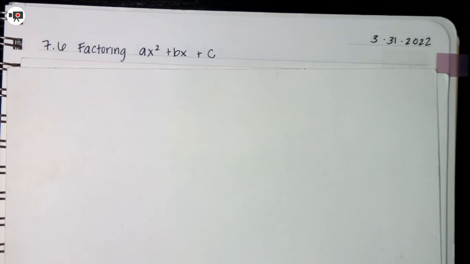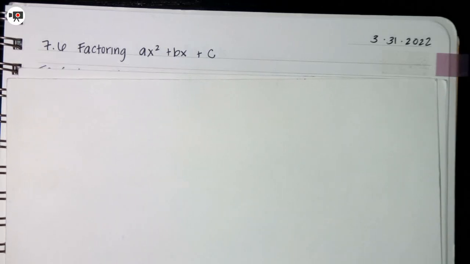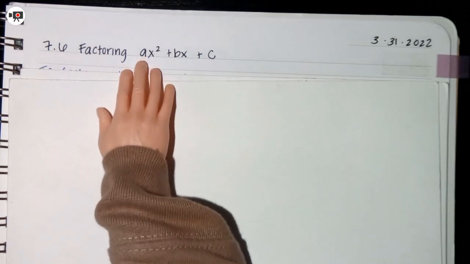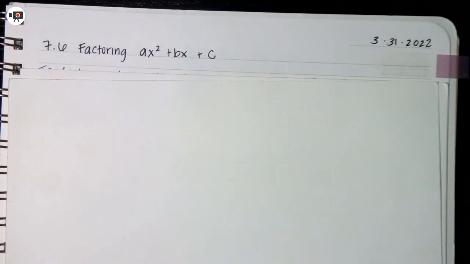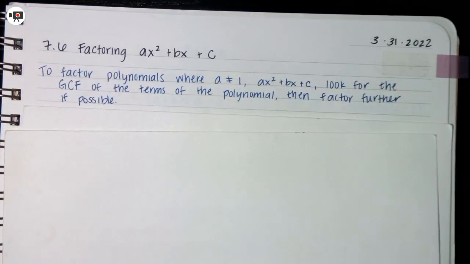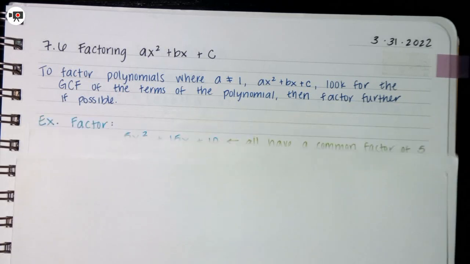This is 7.6, factoring ax squared plus bx plus c. The only difference from 7.5 to 7.6 is this a in the front, so the leading coefficient is not 1 in this case. To factor polynomials where a is not 1, look for the greatest common factor of the terms of the polynomial, then factor further if possible.